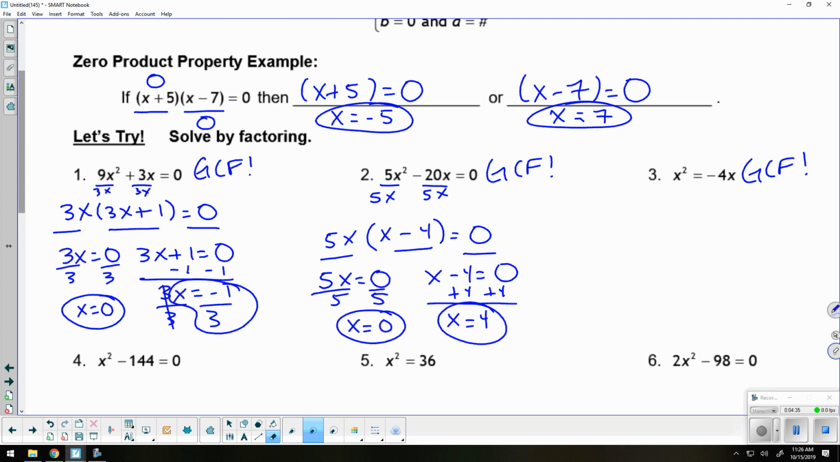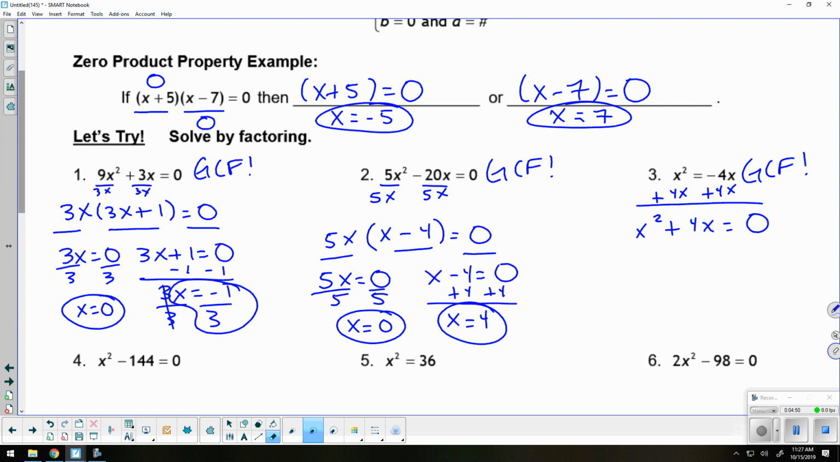Okay, and the last one, number 3. First thing, set it equal to 0. So you'd have to bring the 4x over to this side. Make sure your equation says equals 0 first before you start factoring. All right, so we're good to go. Now you want to factor.